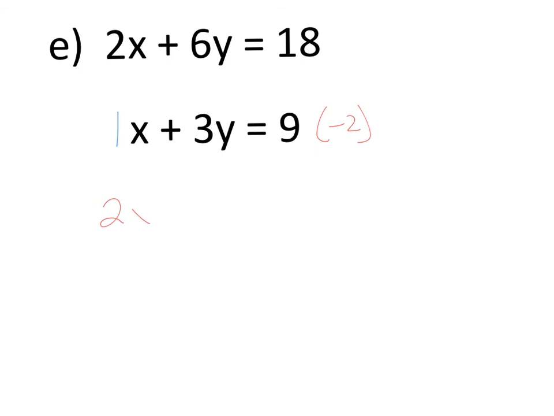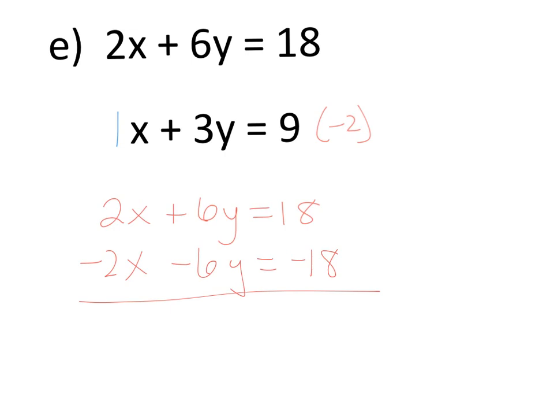So I'm just going to write down my top equation, 2x plus 6y equals 18. Again, I didn't do anything to that. And on the bottom, I'm going to get negative 2x, because again, keep in mind, we're multiplying all 3 parts by it, minus 6y equals negative 18. So now, when I look at this problem, this one's a little funky, because the x's cancel, the 6's cancel, and the 18's cancel. Everything cancels here.